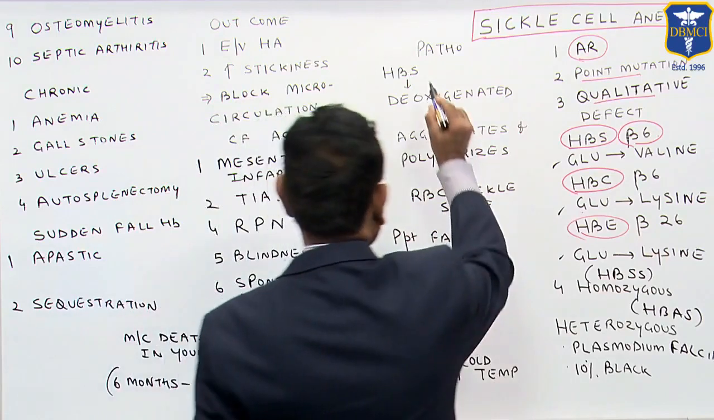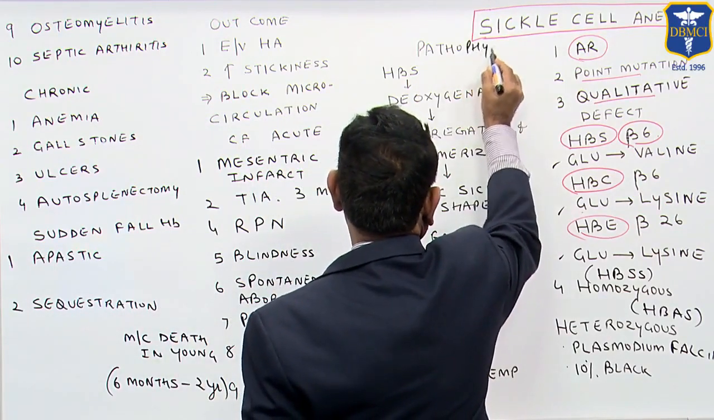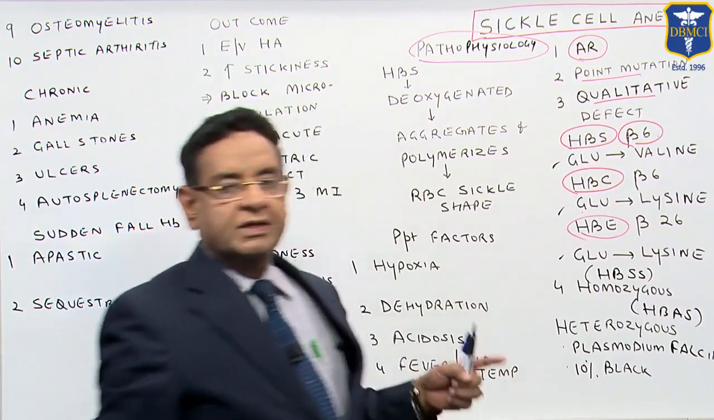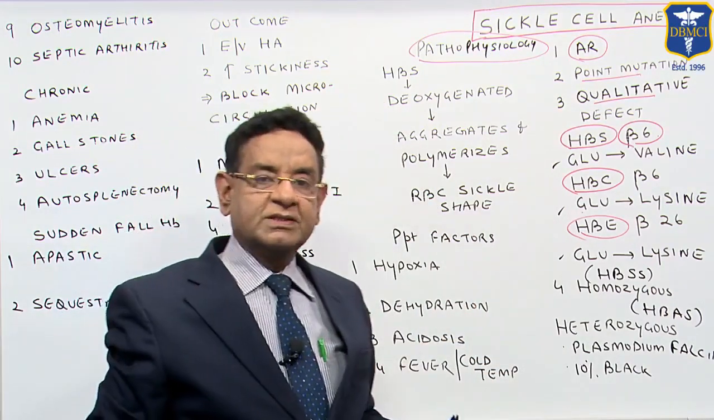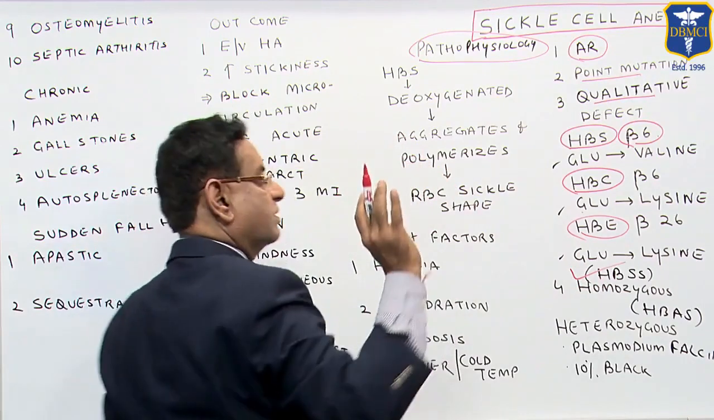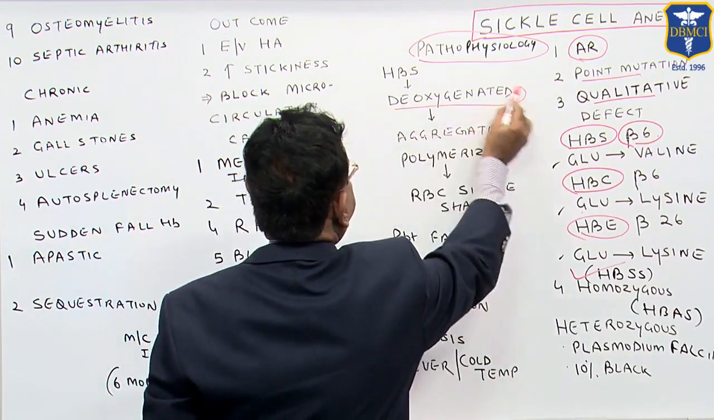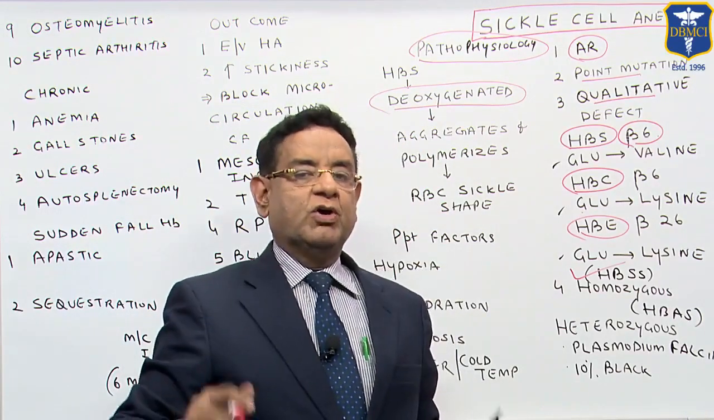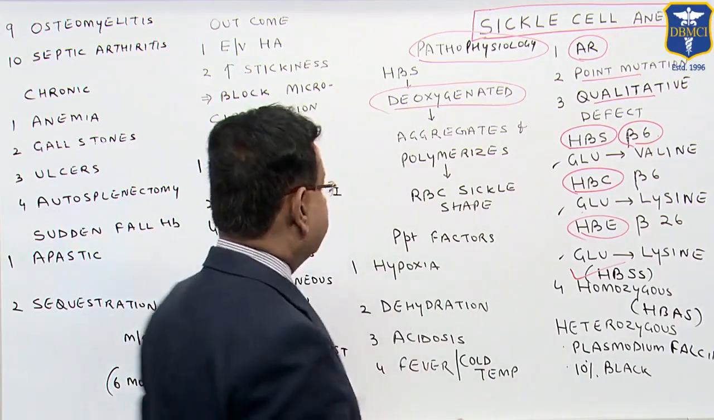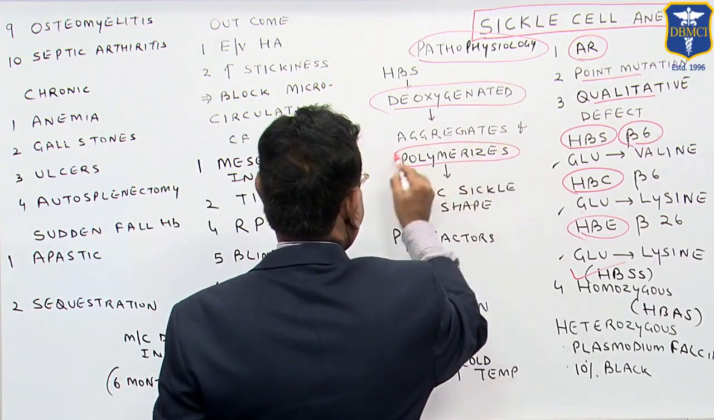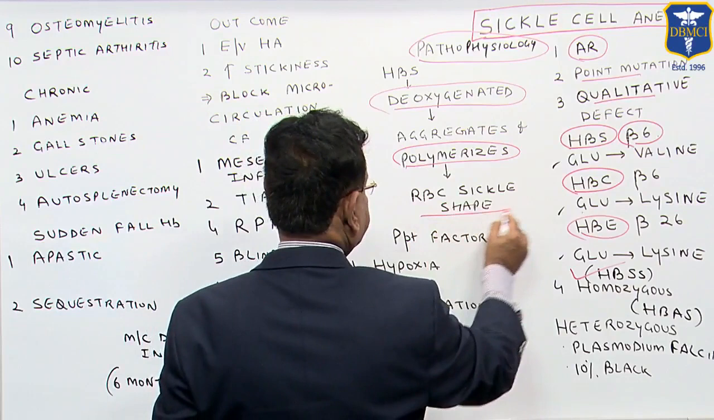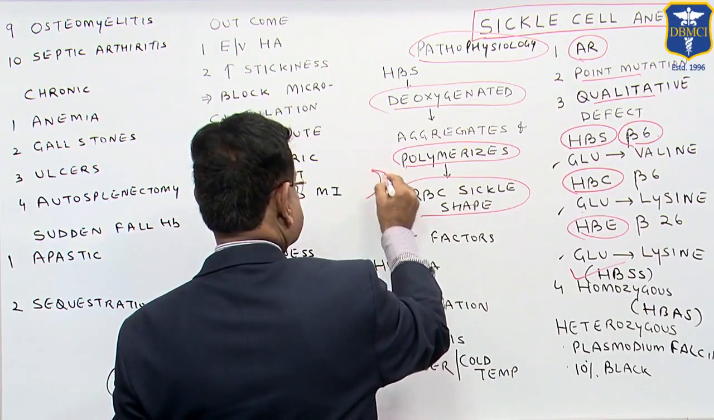Now, what is the pathophysiology? In homozygous sickle cell, HbSS, any condition which leads to hypoxia, or deoxygenated hemoglobin, causes the hemoglobin to aggregate and polymerize, and once the hemoglobin has polymerized, the RBC assumes a sickle shape. Sickle shape is like this.